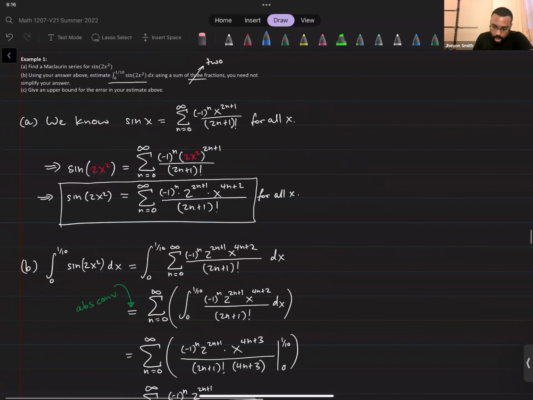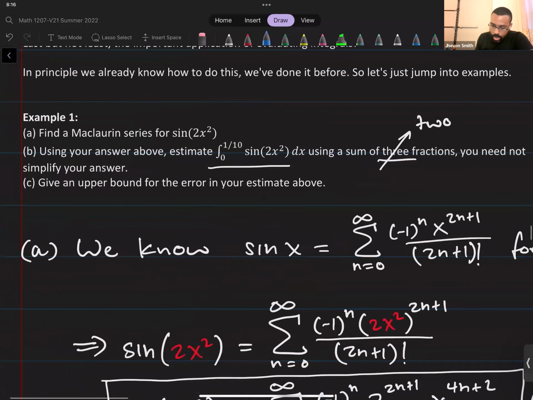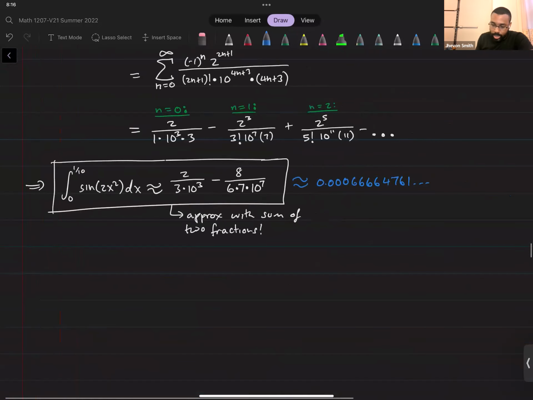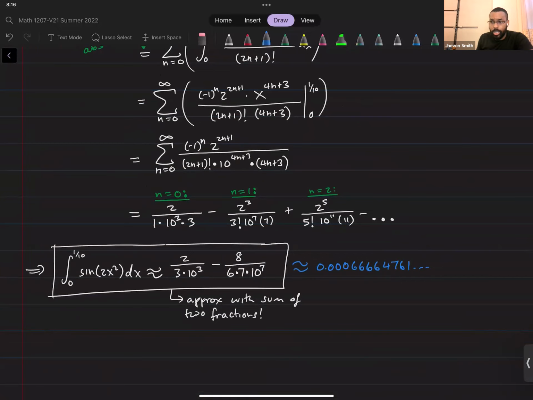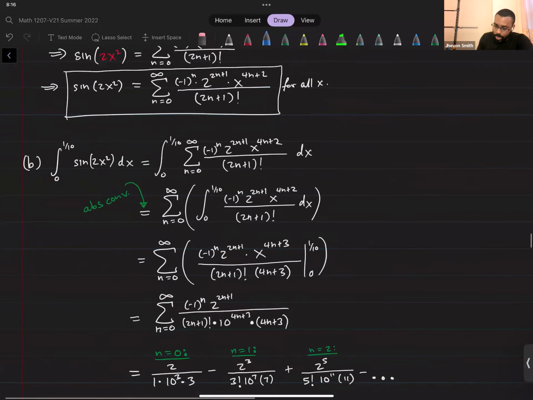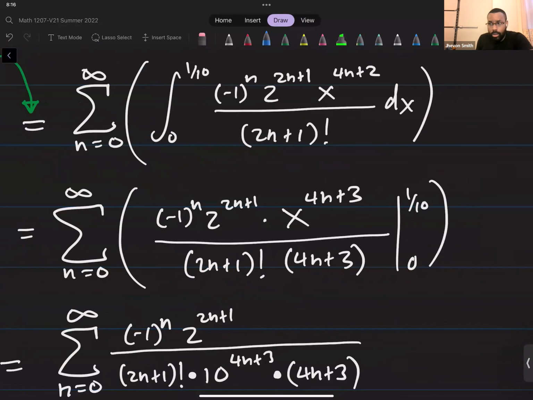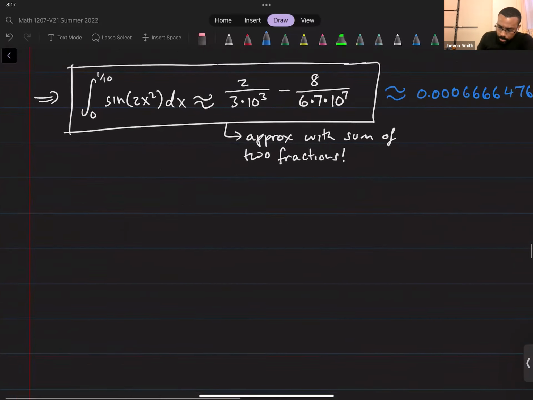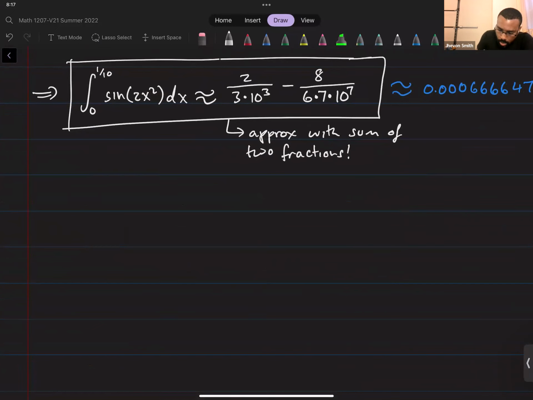Now, what is the last question? It says here, you need not simplify your answer. Give an upper bound for the error in your estimate. One thing you would want to notice is that the series that you have here is actually an alternating series because it has that -1 to the n in the answer. So we can actually use the alternating series approximation theorem. So, upper bound on the error.